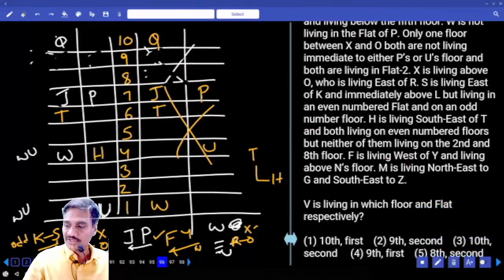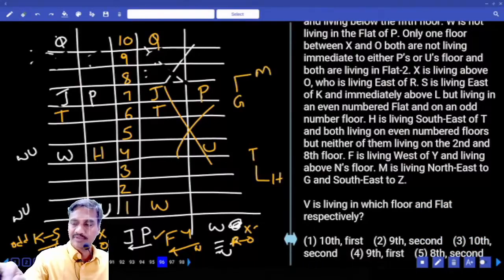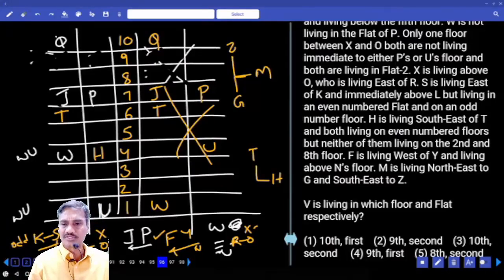M is living northeast of G, and M is southeast of Z. M is to the northeast of G and southeast of Z. And this is the information: Z and G must be on the first floor. And now, where shall we start from?